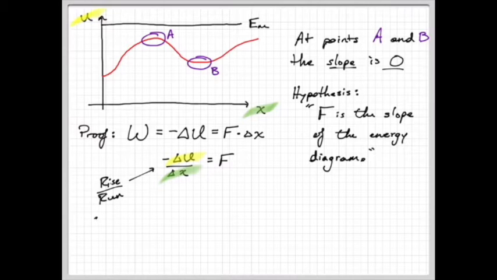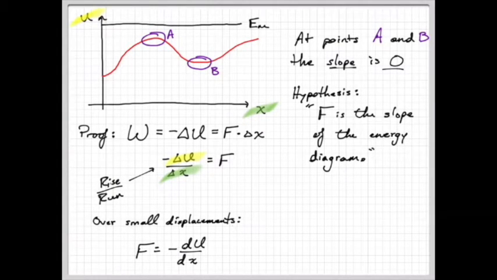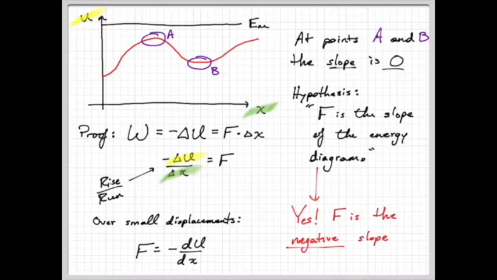So in fact, we were correct. Force is the slope. And if we were to look at tiny infinitesimal changes in the curve, so over very tiny displacements, then the force is simply the negative derivative of the potential energy function. Okay? And you could try this with the two energies we already have. If you do the negative derivative of potential energy, mgh, you get negative mg, gravity. If you do the negative derivative of elastic energy, you get negative kx, which is Hooke's law. So it turns out that yes, from our hypothesis, force is the negative slope of a potential energy curve.